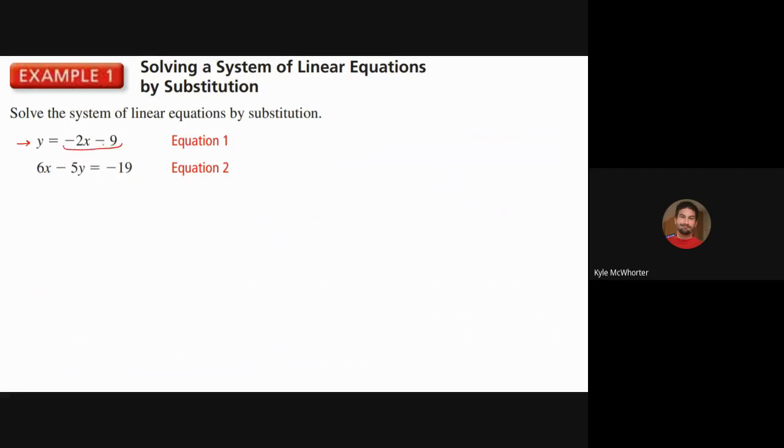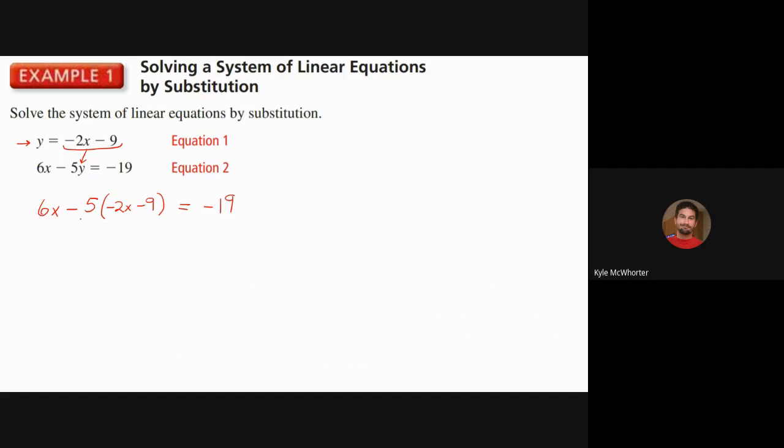negative 2x minus 9, and I'm going to substitute that in place of y in the other equation. So in my other equation, I'm writing 6x minus 5 times, instead of y, I'm just going to write the expression that y equals, negative 2x minus 9, equals negative 19. So now I have an equation that only has x in it. So I just need to start solving that.